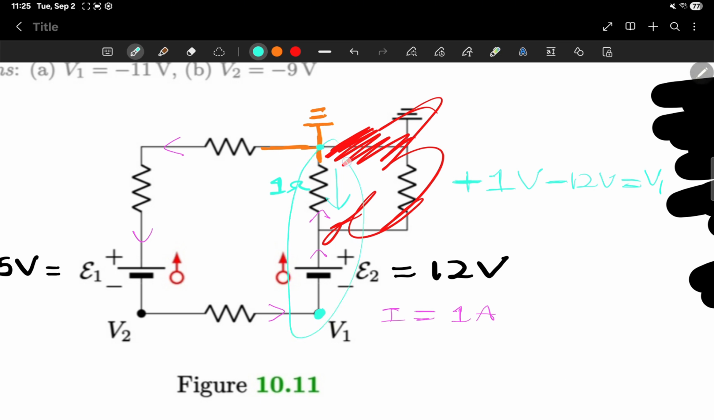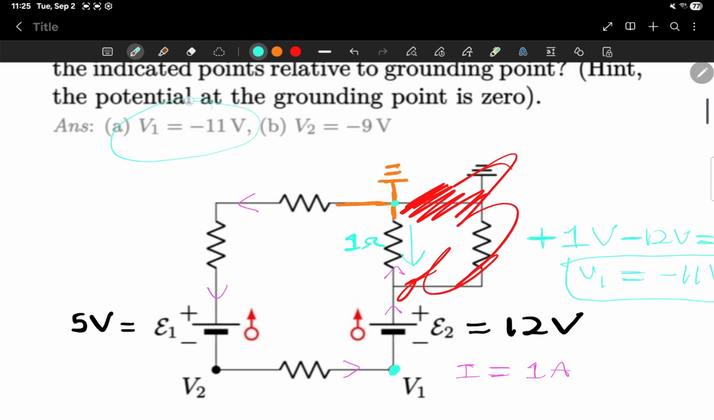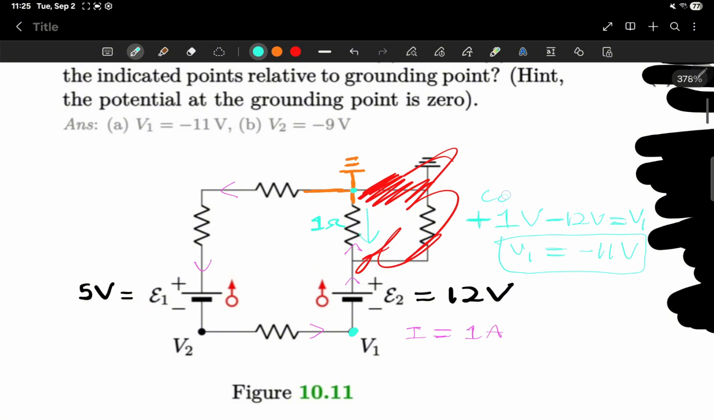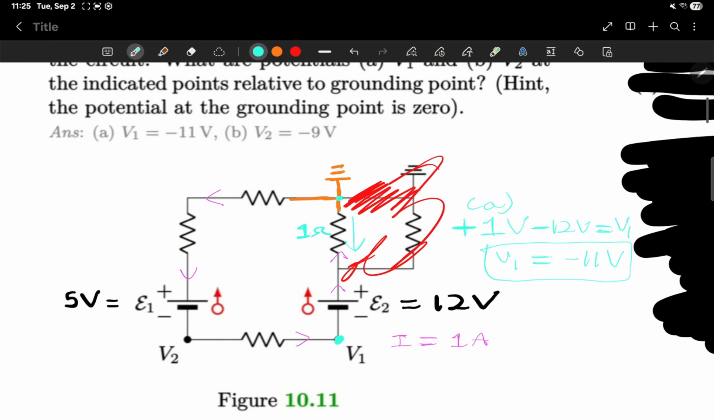So now that we've gone through this and we're standing at V1, we get that equation. Now we're just going to simplify it and see what potential we actually get. When we simplify, it's 1 volt minus 12 volts, which gives me negative 11 volts, and that's the potential at point V1. Let me double check. Yes, negative 11 volts is indeed the potential at point V1. So that's part A. Now we'll continue with part B.